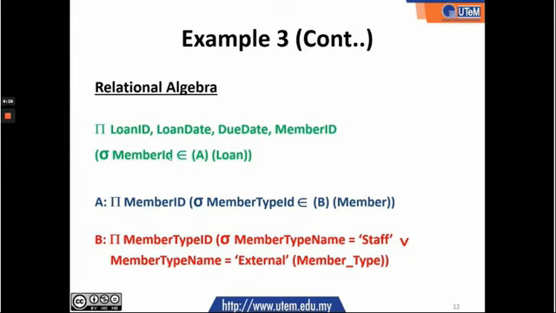For the loan table, we want to get the member ID from our loan table. And then this is the IN operator symbol to accept values from this inner query. So we have this one also. Again, the projection symbol to get the member ID from the member table with this condition. And then the projection symbol for the inner query to get the column name from the member type table, which is member type ID, with the related condition, member type name equals staff or member type name equals external.